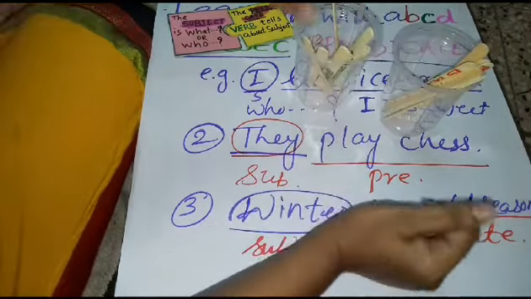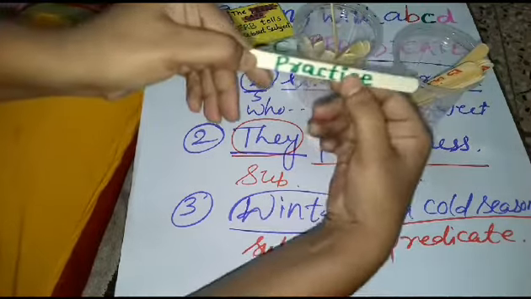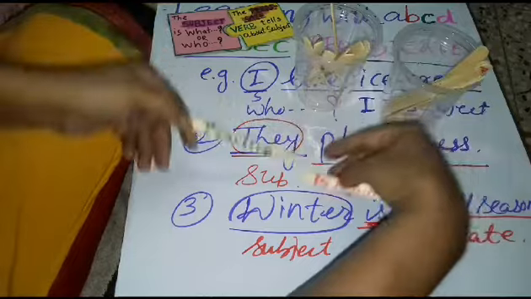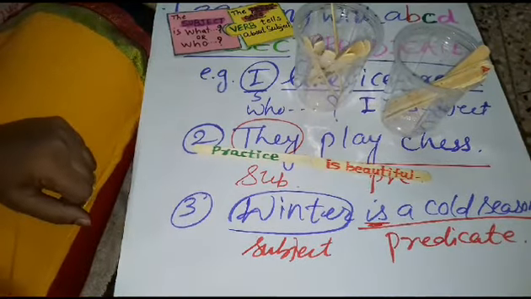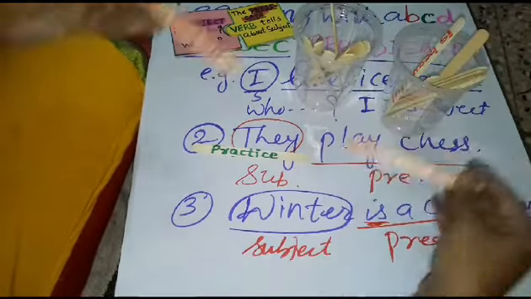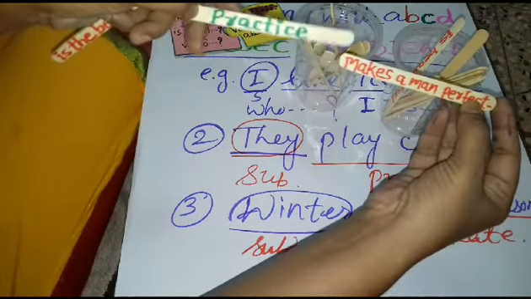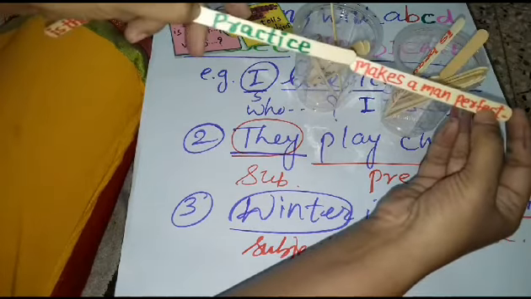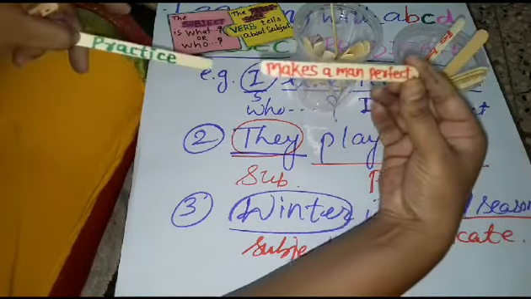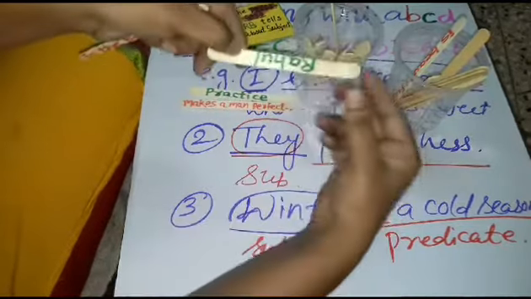See, I will take one stick from this portion, that is this is practice. Now practice, and I will take one from this. Now practice is beautiful. No, it's not sense, right? Yes. Now I have got this. Practice makes a man perfect. Yes. Now this is the complete sentence, and this is the subject, and makes a man perfect is predicate.